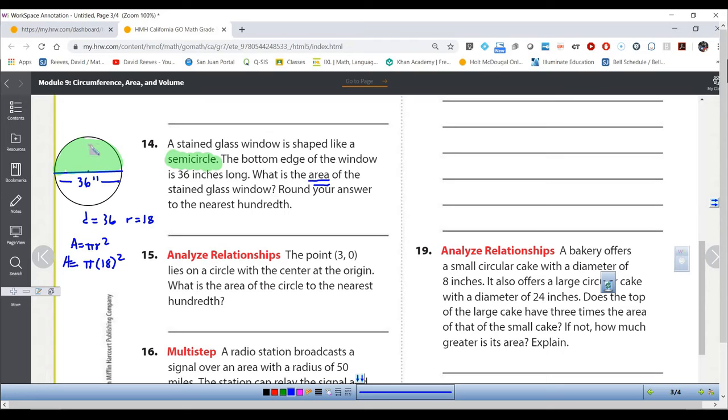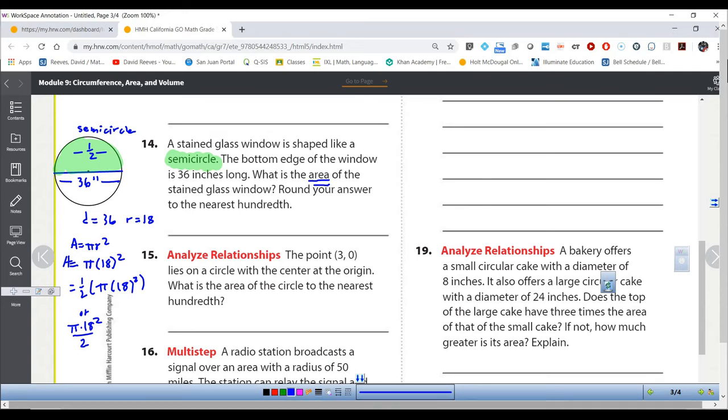But we only have how much of the circle? We only have half of a circle. Remember, they said it was a semicircle. That means it's half of a circle. So I need to take this answer and multiply it by 1/2. By the way, another way you could do that would be to divide by 2, because multiplying by a half is the same as dividing by 2.